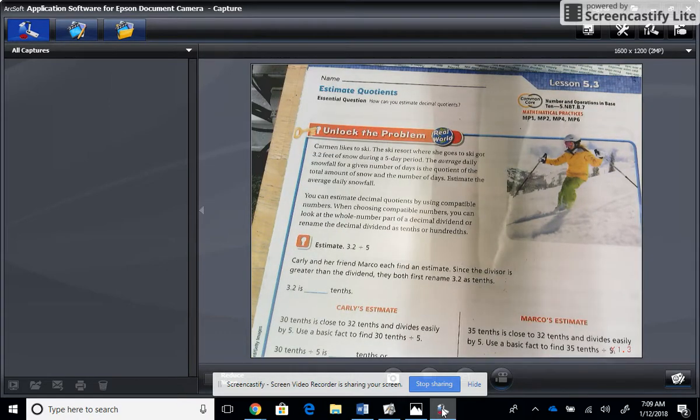Okay, guys, we're going to be estimating quotients with a decimal point in it. It is just like when we divide, we have to find a compatible number. So let's read our story problem.